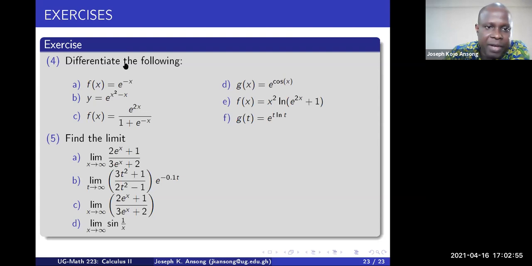And then you can find the derivatives of these functions using all the machinery that we just learned. And you can also find the limit of these. We know how the exponential function behaves, so you can try to use that idea to find these limits.